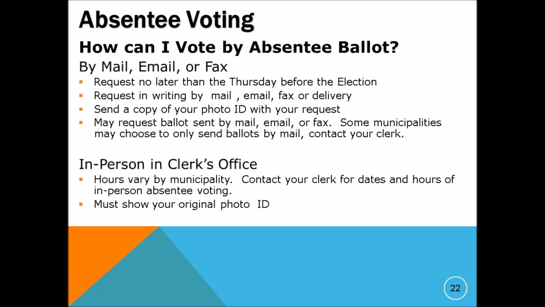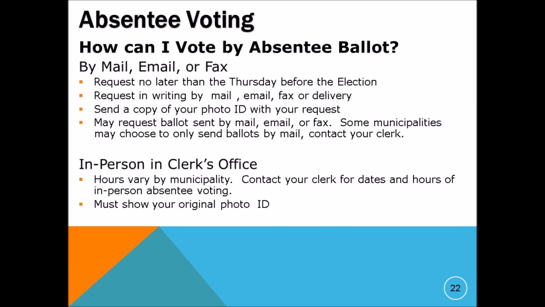Just like registration, there are deadlines that apply to absentee voting. You can make a request to your municipal clerk to have a ballot mailed, emailed, or faxed to you at any time. Ballots typically become available 47 days before a federal election and 21 days before state and local elections. You can make your request in writing to your clerk by mail, email, fax, or delivery. The clerk will send the ballot to the voter.